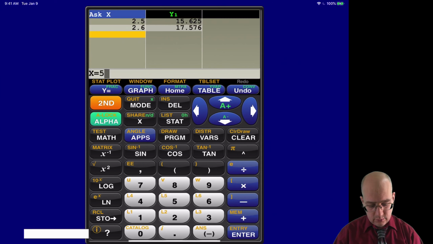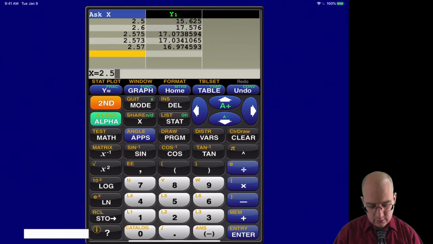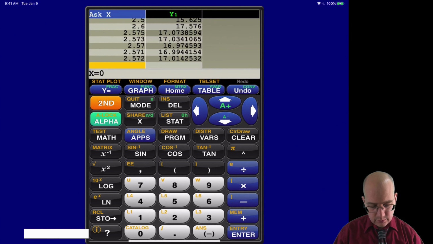So that's 2.75. It doesn't really matter how precise this is. 2.575. There we go, 17.07. That's a little on the high side. 2.573, still high. 2.57, well, let's just try that. That's low. So somewhere between them, and you can keep on iterating like that.